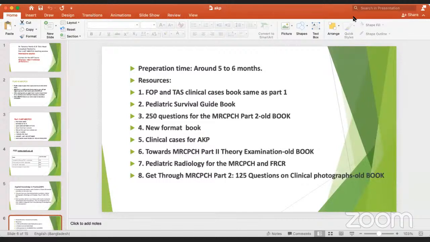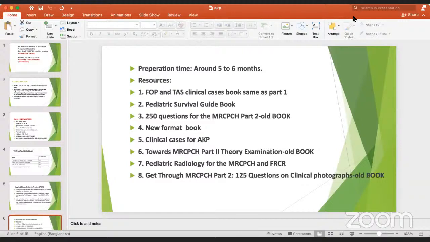So what are the resources? There are plenty of books for data collection, data interpretation and X-rays. But usually the books written in this chart are enough to pass the exam. You have to read the FOP and TAS clinical cases books once again, because scenarios from FOP, especially the FOP exam, come directly in AKP also. TAS clinical cases are also sometimes given in AKP.